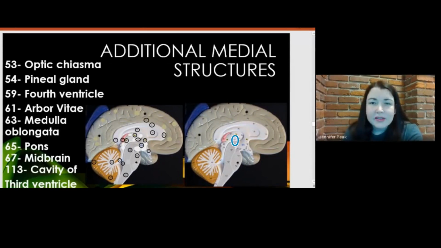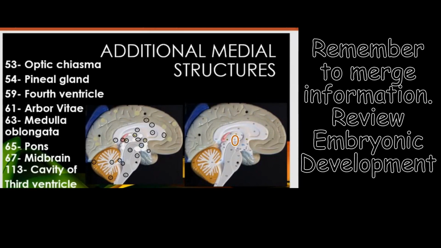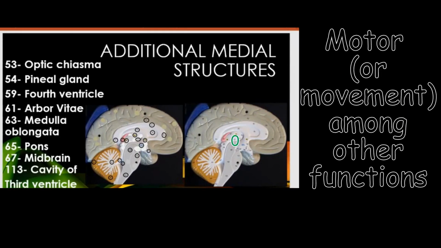Remember that embryonic development video? Remember how the mesencephalon doesn't subdivide any further? Well, here you have the midbrain at number 67. The midbrain is involved in motor function and also deals with some auditory and visual sensory information.